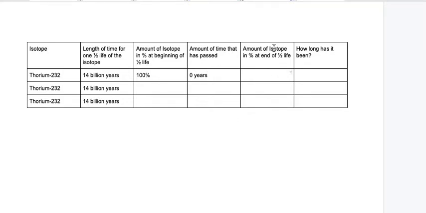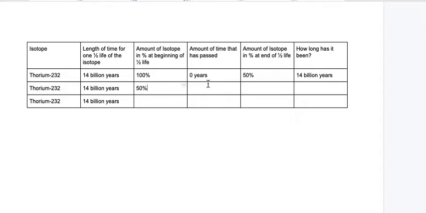And then if we're going to have a half-life, what's the amount of the isotope in percent that's left at the end of the half-life? Well, if we cut this 100% in half, there's going to be 50% after one half-life. So how long has it been then? If it's 14 billion years for one half-life, it's been 14 billion years at this point. So now we have the amount left is 50%.